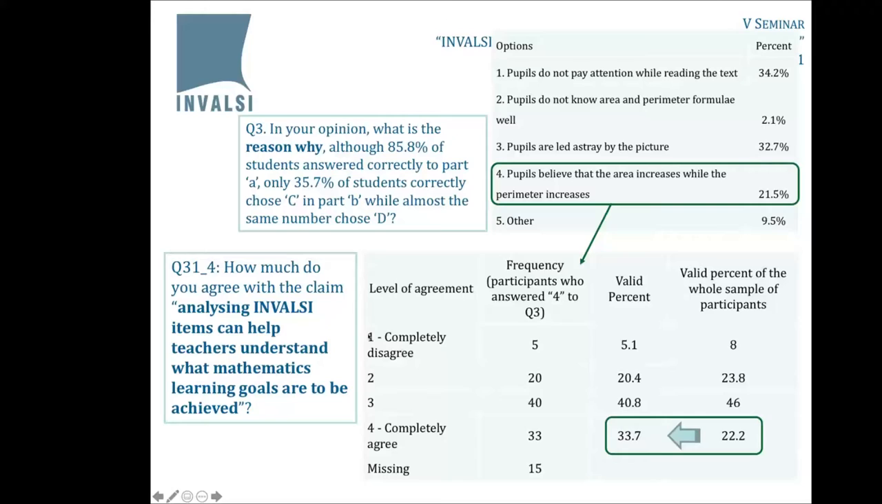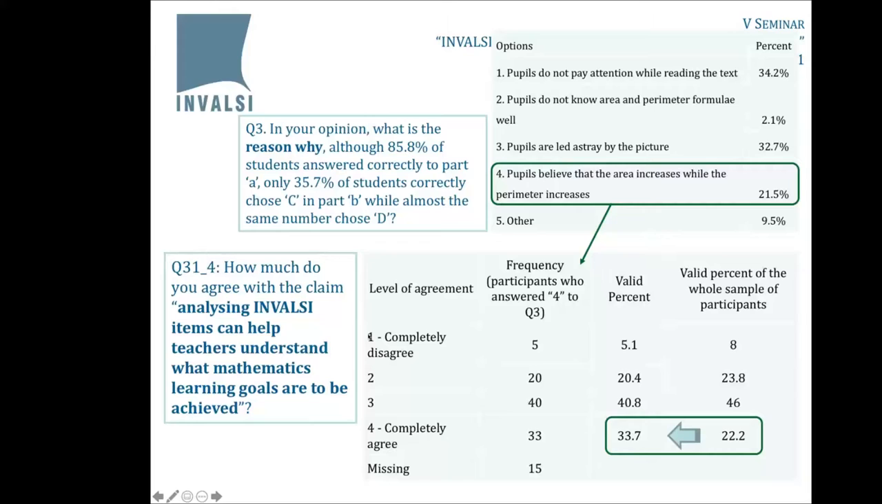And we found it interesting that the percentage of teachers who completely agreed with this claim increases from 22.2% of the overall results to 33.7% when restricting the sample to those teachers, the 21.5%, who recognized the reason for students' error by choosing the correct option number four in the previous question.